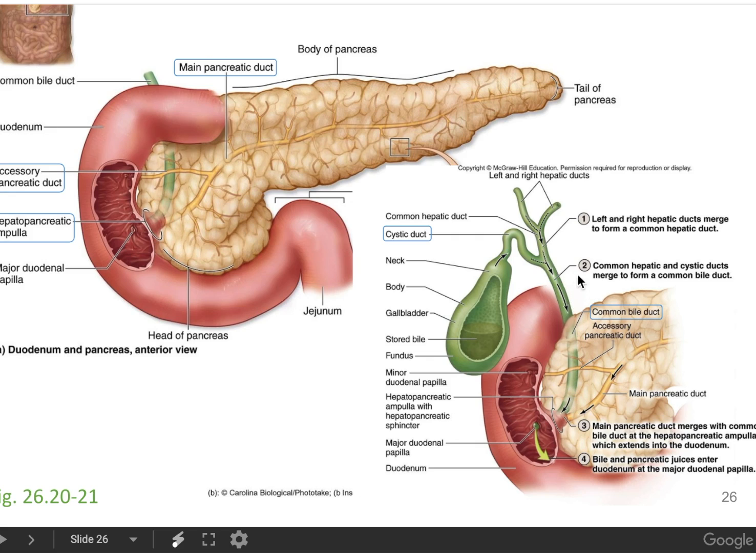And then where the cystic duct and the common hepatic duct merge together is the common bile duct. And the way that I remember hepatic versus bile is the hepatic duct is closer to the liver. So hepatic stands for liver. That's how I remember which one is hepatic and which one is bile. So the common bile duct is what merges with the main pancreatic duct of the pancreas to form the hepatopancreatic ampulla. There's also another little accessory duct right here. So this is the accessory pancreatic duct right here.